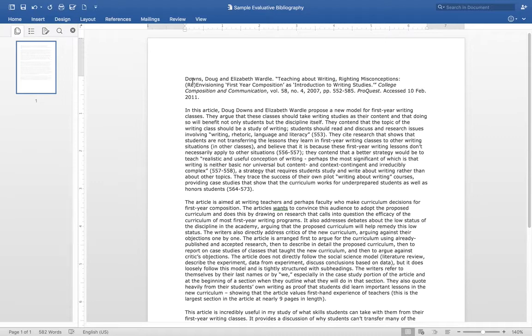Okay, so first, when you're working on your evaluative bibliography, you're going to have this section, which is your bibliographic entry. This is what goes into a works cited page. And incidentally, you would also cite this in text with Downs and Wardle, and then the specific page number that you found the quote on. So it would look like this: Downs and Wardle, and then the page that you're working with.